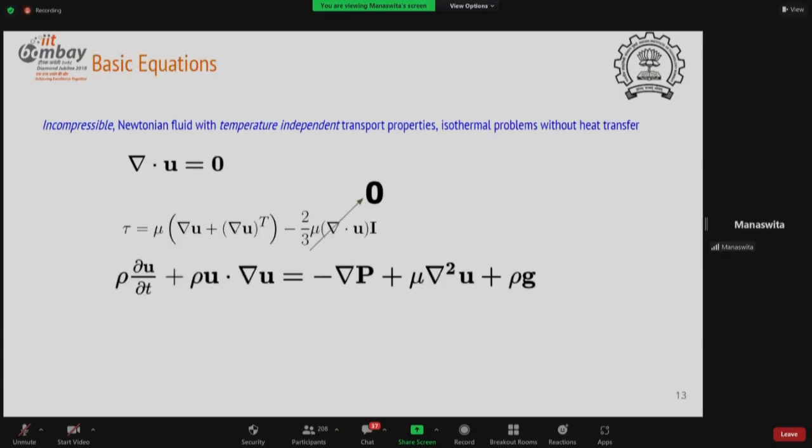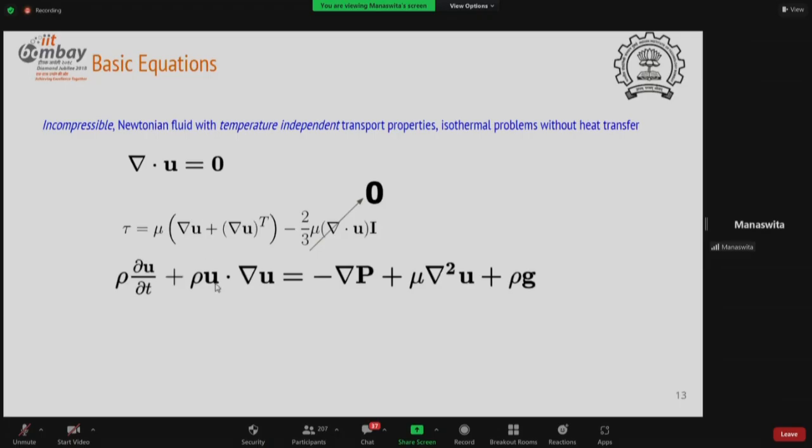With that interpretation, if we substitute this expression for tau, we get this particular equation: rho partial U partial t plus rho U dot grad U is equal to minus grad P plus mu del square U plus rho g. This is the form of the equation that you know. So for incompressible flow, we have del dot U is 0 and mu del square U.